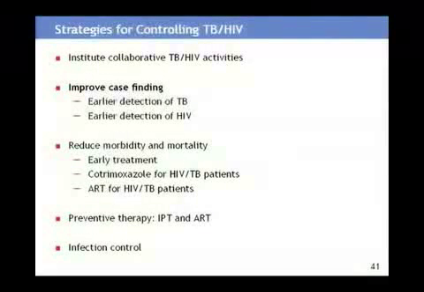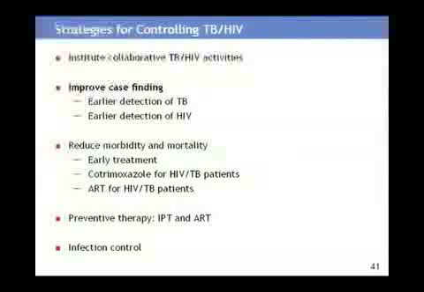So some strategies for controlling TB-HIV are to institute collaborative TB-HIV activities. Have the TB and HIV control programs work together. Improve case finding: earlier detection of TB, earlier detection of HIV. Find people earlier in both of these diseases, and you will be better off at reducing the transmission that's occurring, increasing diagnosis, and greatly decreasing the burden of TB in HIV positive and HIV negative patients.